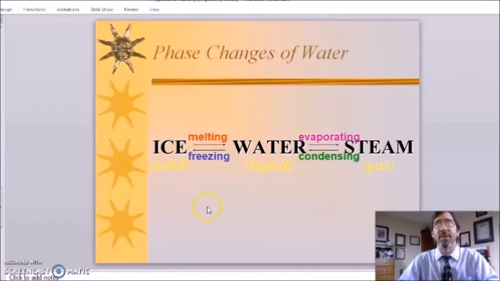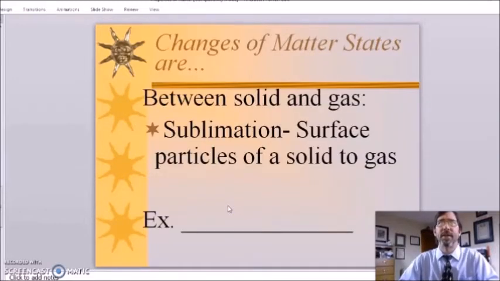If there's a substance that skips a step, for example, if it goes directly from a solid to a gas, that's a different process. That process is called sublimation. When particles of a solid go straight to a gas and skip the liquid stage. A good example of that would be dry ice.